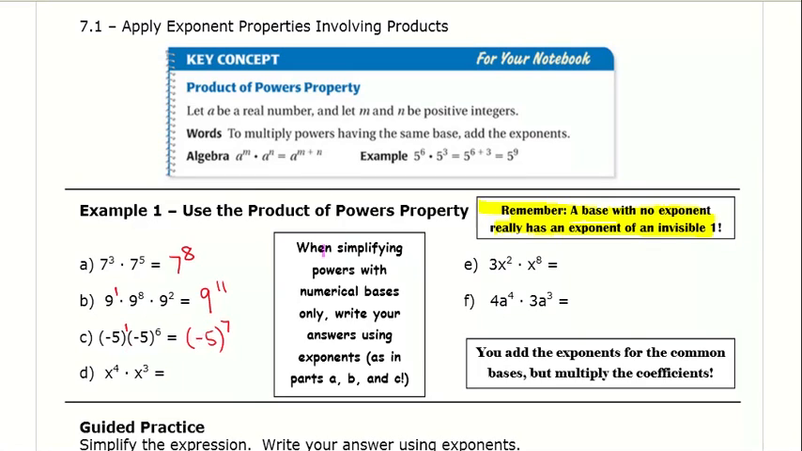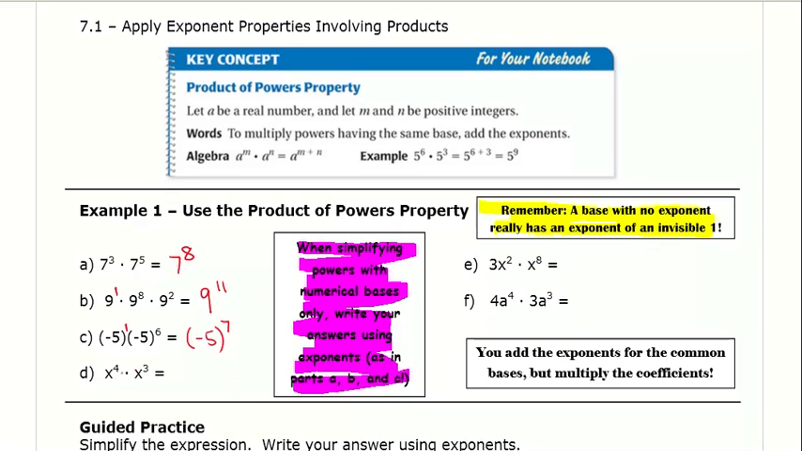Another helpful hint: when simplifying powers with numerical bases only, we're going to write our answers using exponents. Just like we did in A, B, and C, there are no variables, just numbers. We're just rewriting it with the exponent. I'm not going to make you calculate 7 to the 8th power. That's just evil. So just leave it as 7 to the 8th.